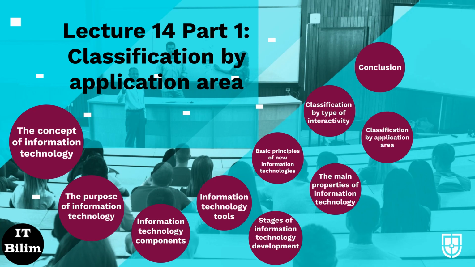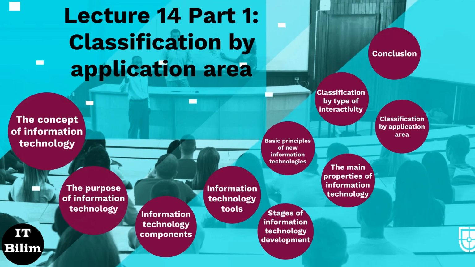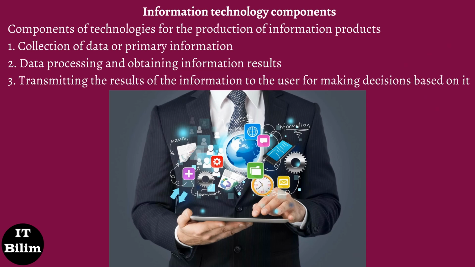Information technology components. Components of technologies for the production of information products: 1. Collection of data or primary information. 2. Data processing and obtaining information results. 3. Transmitting the results of the information to the user for making decisions based on it.